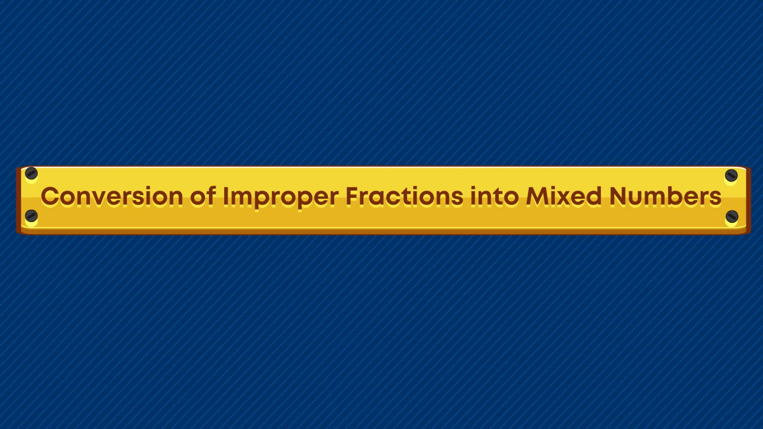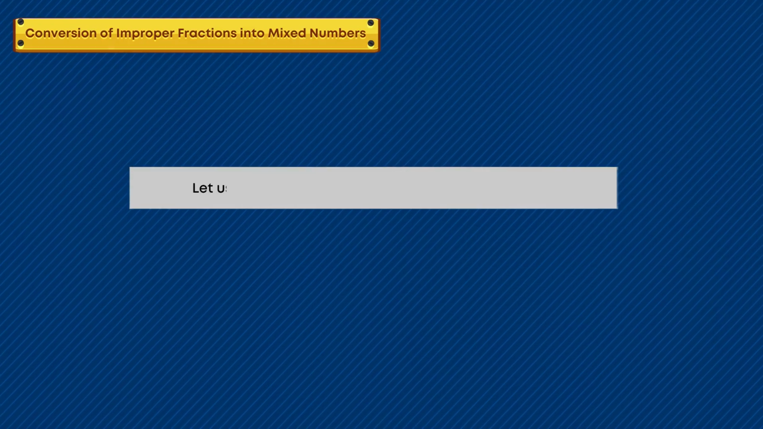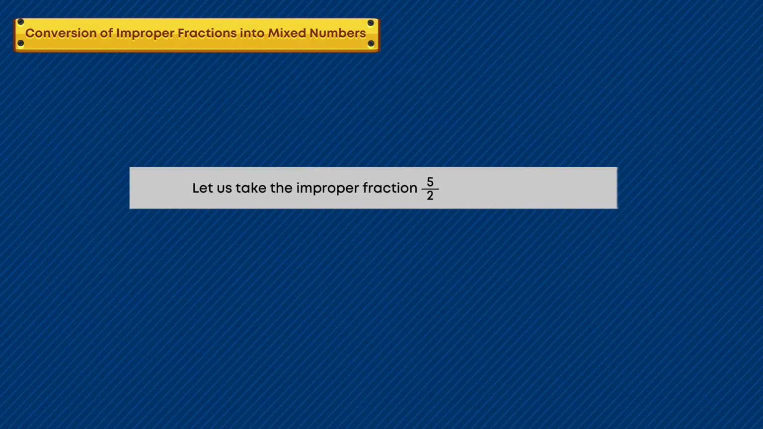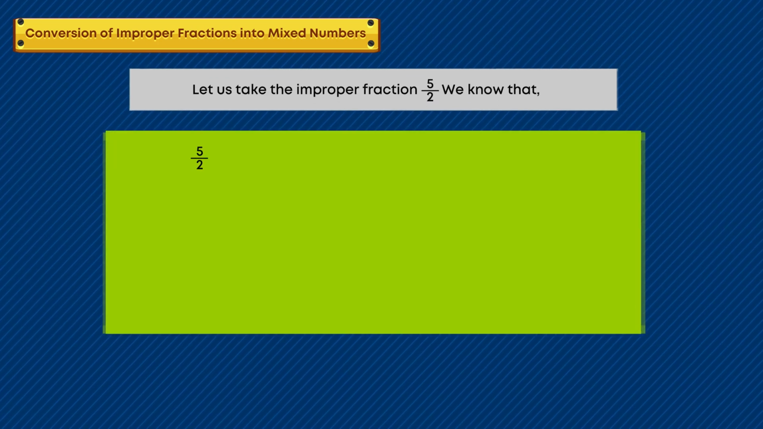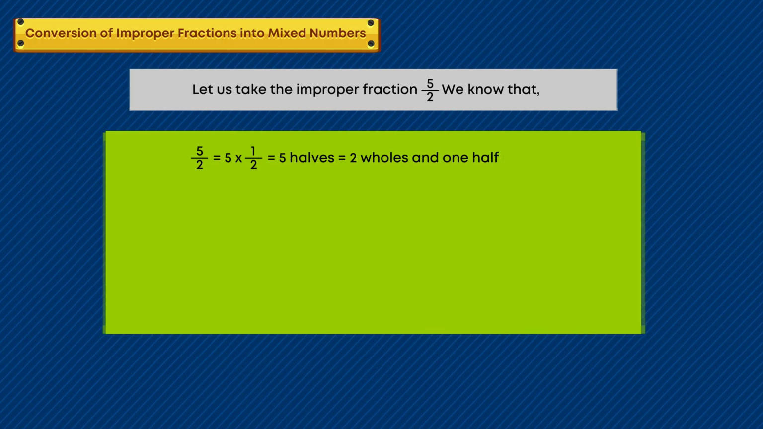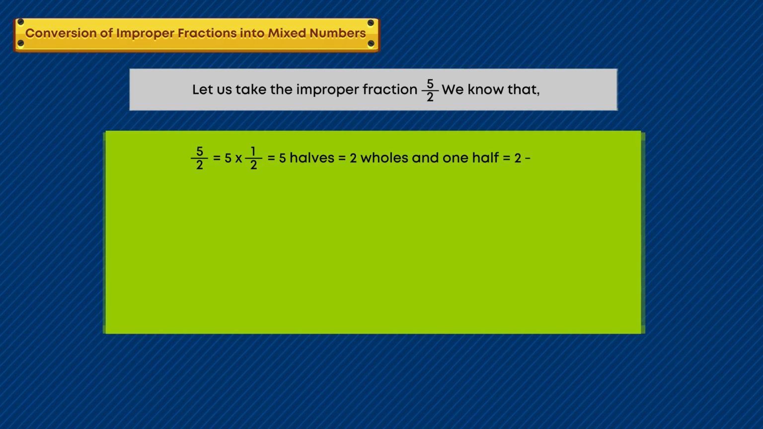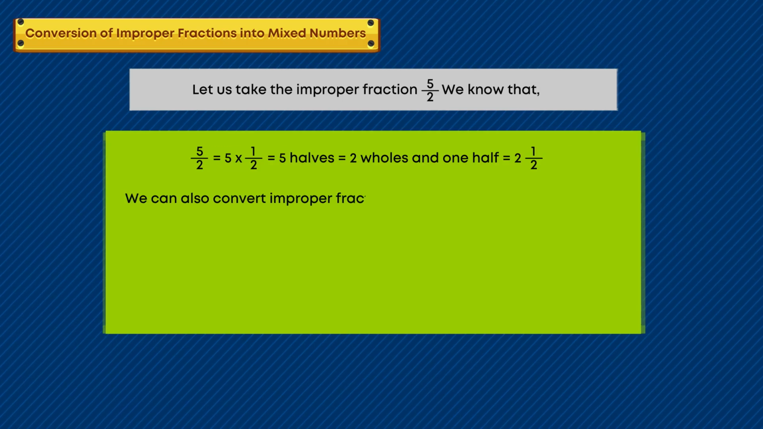Conversion of improper fractions into mixed numbers. Let us take the improper fraction 5/2. We know that 5/2 is equal to 5 into 1/2 is equal to 5 halves, is equal to 2 wholes and 1 half, 2 1/2. We can also convert improper fractions into mixed numbers by division.